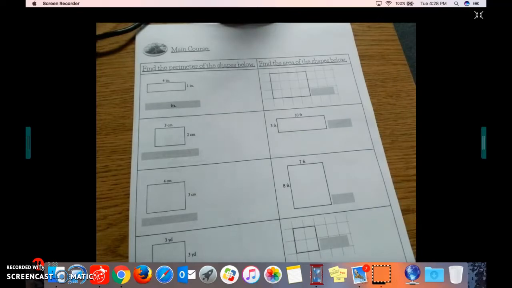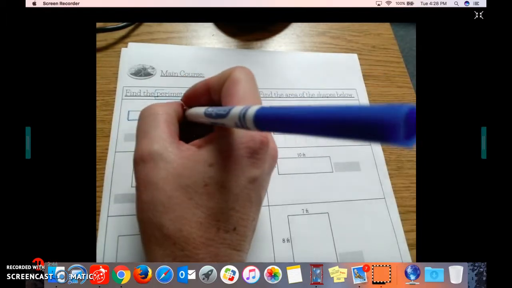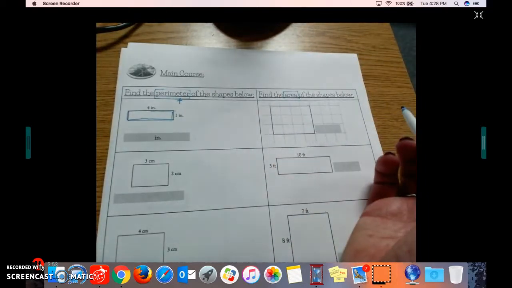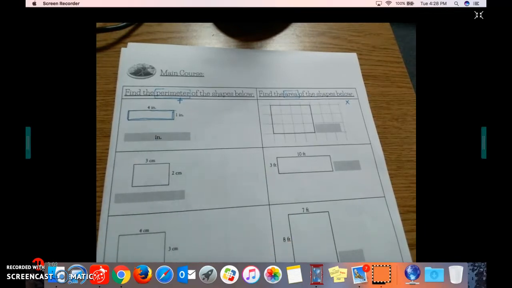Today you are working with perimeter and area. We remember from our previous video yesterday that when we are finding the perimeter, we are finding the distance around the shape, and we are doing that by adding. And then for the area, we are finding the portion of the shape inside. And we are going to do that by multiplying. Okay? So for the perimeter, we're going to do these first couple together, and then I'm going to let you go ahead and finish the remainder of the main course.